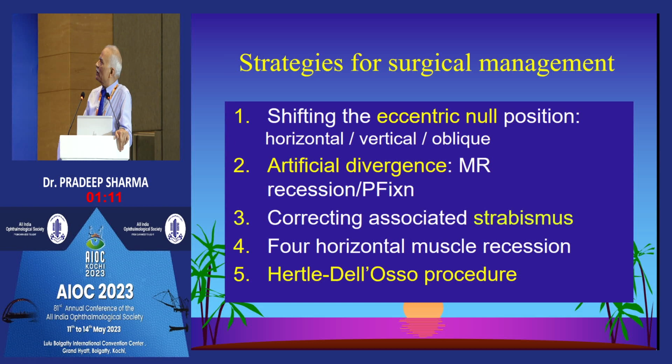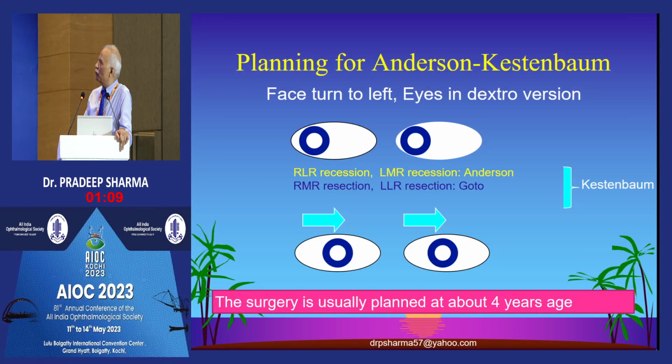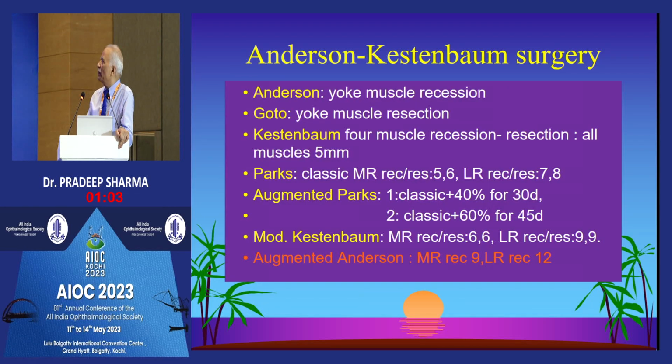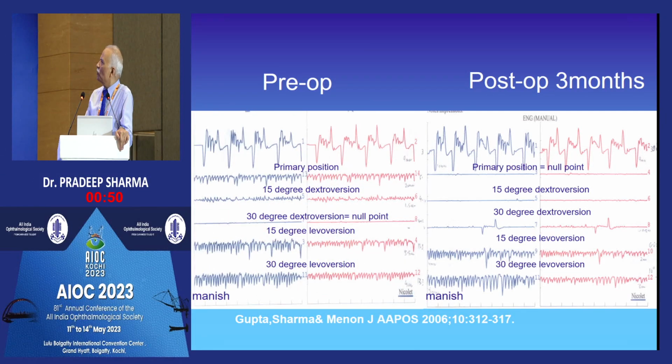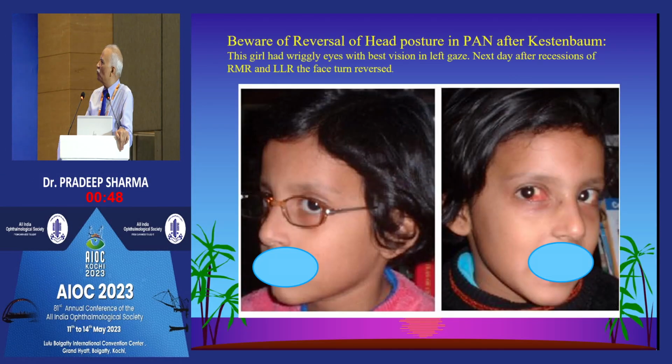So surgery: we have the options of correcting the head posture by shifting the eyes to the primary position, and you can have this surgery usually done around 4 years of age. We prefer the augmented Anderson's procedure, which is MR recession 9 and LR recession 12. Like this child, as you see, pre-op, his head posture, and after the surgery, it's got corrected. As also the ENG, electronystagmography, will show you correction.